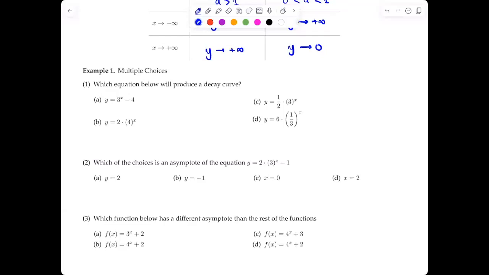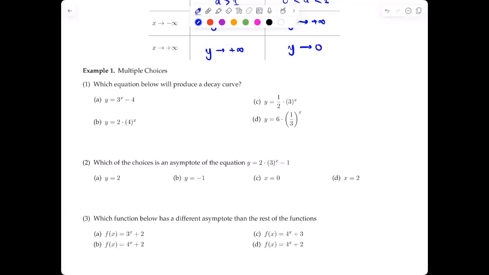All right, let me ask you this. How would you classify an exponential function to be an exponential decay function? What factor or what number should you consider to say that the function is a decay function? There you go. So you look at the value of a. If a is between 0 and 1, then you say that that is an exponential decay function. So which one has that property?